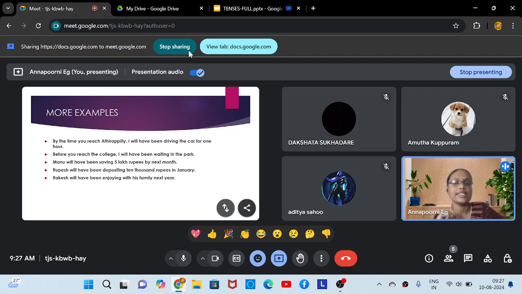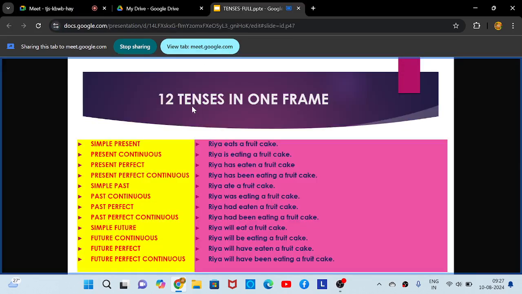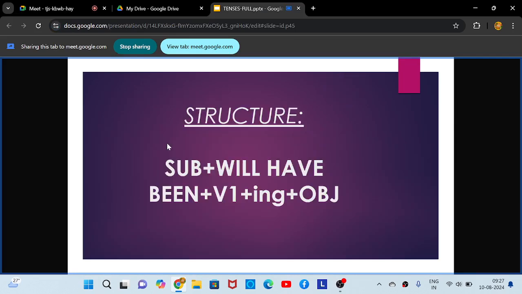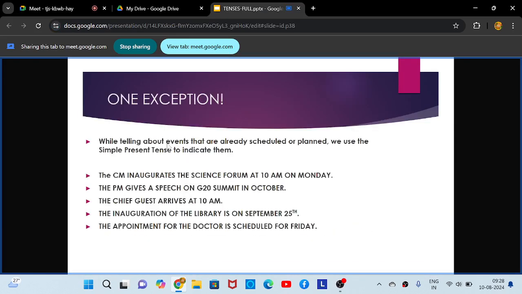Next is, Rakesh will have been enjoying with his family next year. So next year he will have been enjoying with his family and he may also continue to enjoy that. That is what is actually meant in this future perfect continuous tense. With this we have completed all the tenses, and there is one exception that you have to understand here.